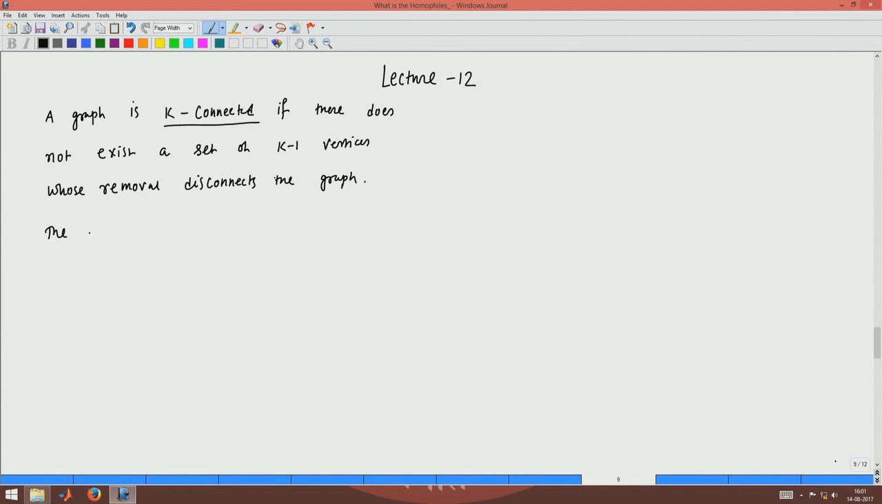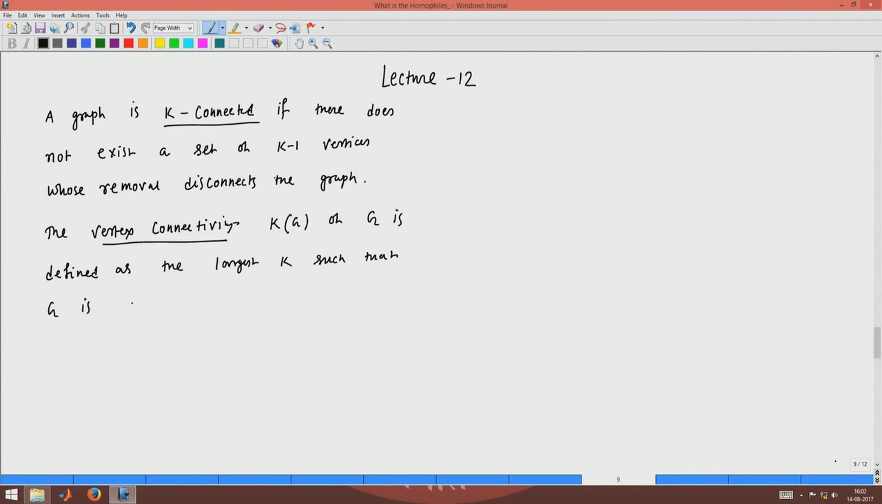The vertex connectivity, say chi G, of G is defined as the largest k such that G is k connected.